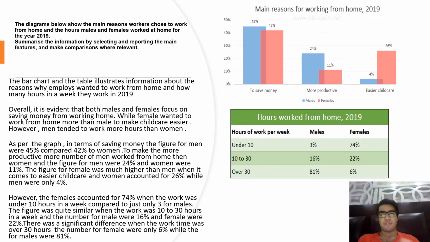So first refer to one graph, explain what it tells you, then use and or while or whereas: this graph shows, while this table shows, and then explain about the second graph or second table or second whatever.